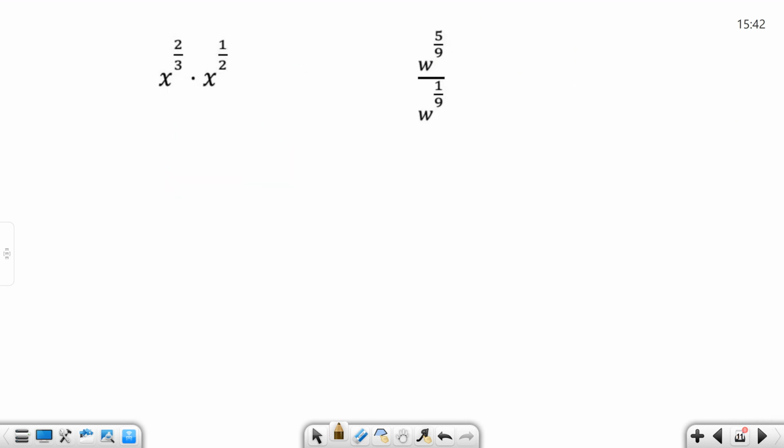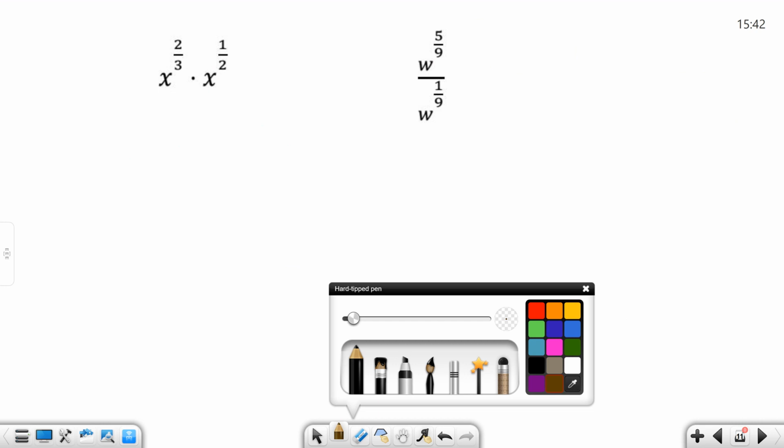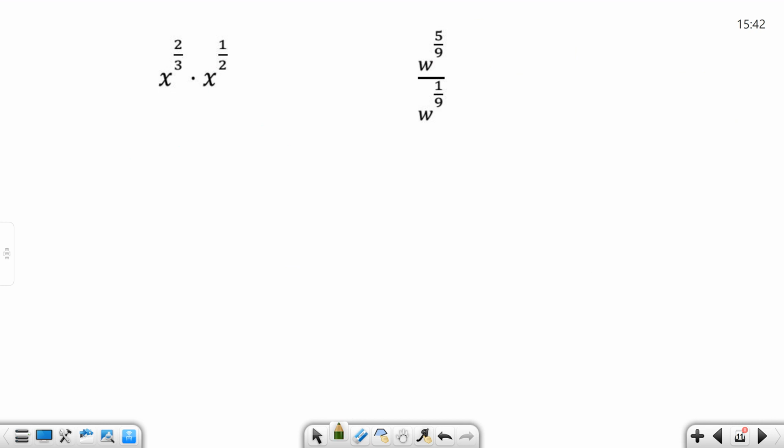All right. So let's look at x to the 2/3 times x to the 1/2. What does the rule say whenever you multiply like bases? Again, all those properties of exponents hold true here. When you multiply like bases, you add the exponents, and it's no different here. It's going to be x to the 2/3 plus 1/2.